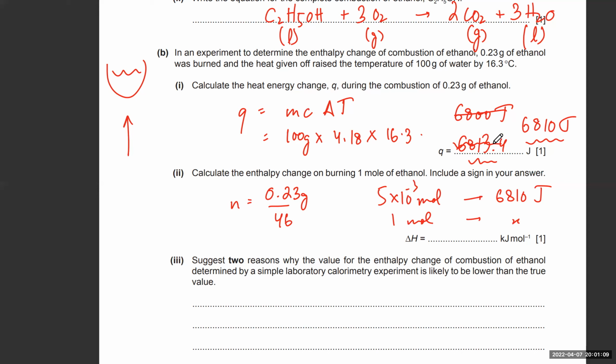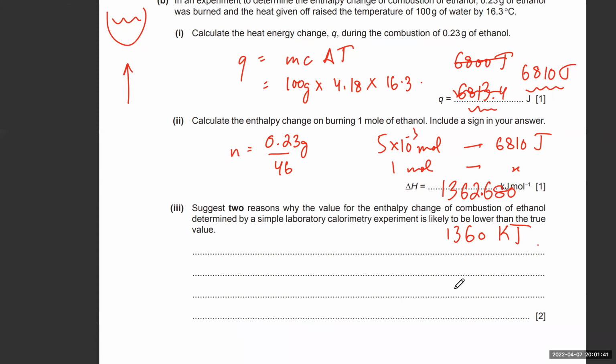So 6813.4 divided by that is 1362680 joules, right? So in kilojoules, it's going to be 1362, and you can round it off to 1360 kilojoules. Keep it to 3 significant figures. Is that clear? Is everyone getting this answer?